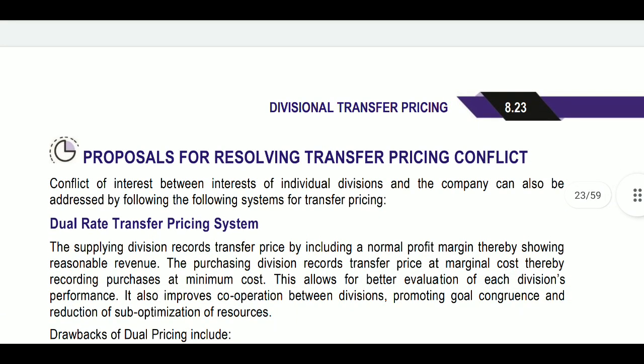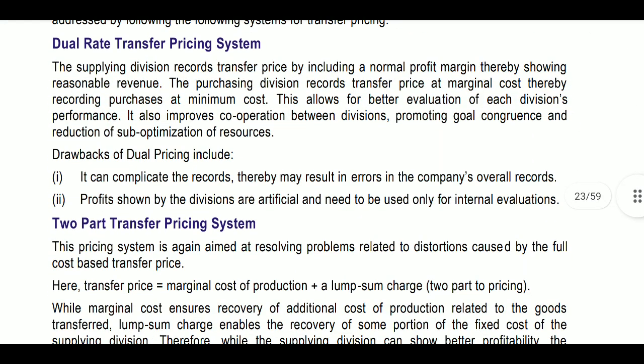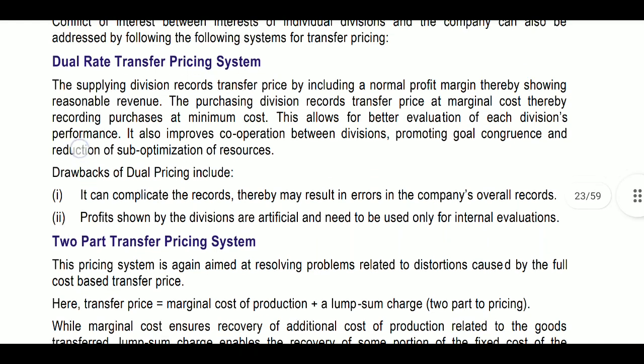Next, proposal for resolving transfer pricing conflict. If you have a conflict, it can be resolved by applying two methods. Here we have two methods for solving this conflict. What are the two methods? One is the dual rate transfer pricing system, and another is the two part transfer pricing system.